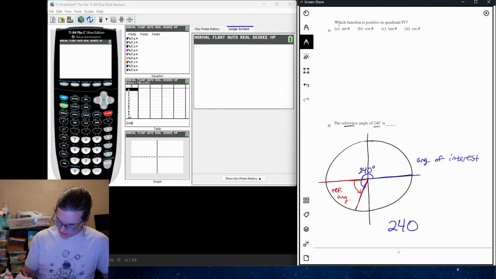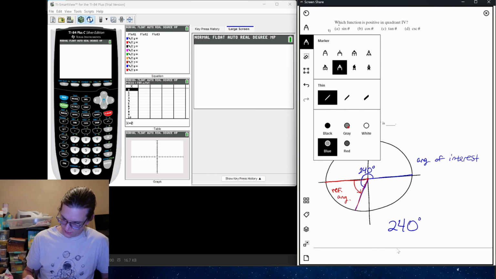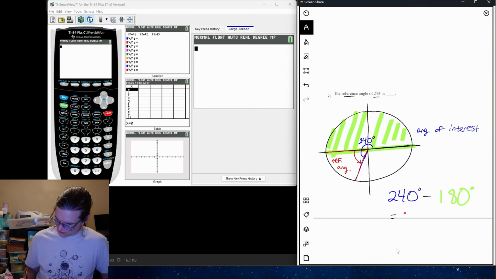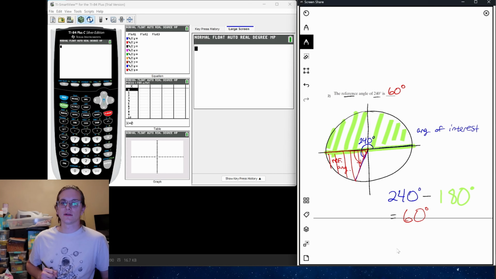If we want this red piece, so this 240-degree angle, if we were to take out the portion of it here that makes up all of this, which we know how much that is, give or take. If we took that green portion out of the total blue angle, which I'm going to get rid of so you can see, we will be left with this piece. So that's our answer. Reference angle for 240 degrees is 60 degrees.